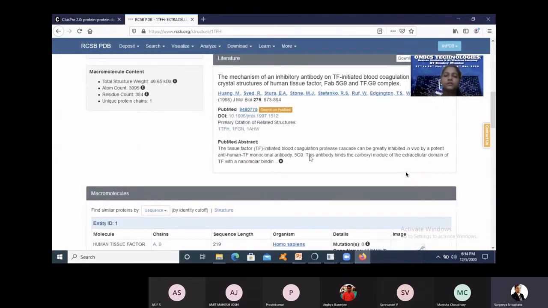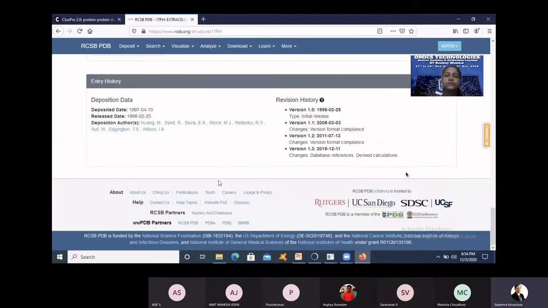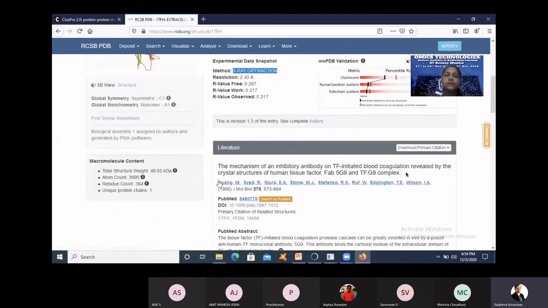Then, this is human tissue factor, with both A and B chains. It is a 219 amino acid sequence length, with 0 mutations. So this is the information that we can get from here.